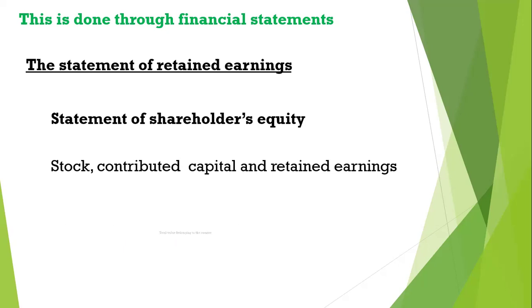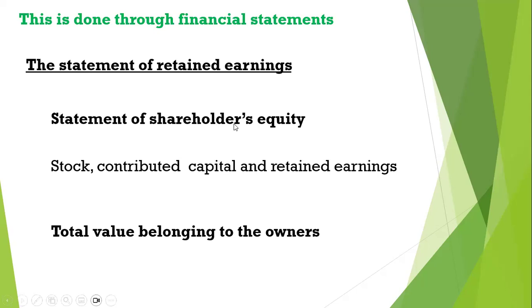Most of the time, people who buy stocks and shares fall under this category, the category of the shareholders' equity. They are putting their money into this company. So you fall under that shareholder equity: the stocks people buy, contributed capital, and the retained earnings. The total value belongs to the owners, right? So that's it.